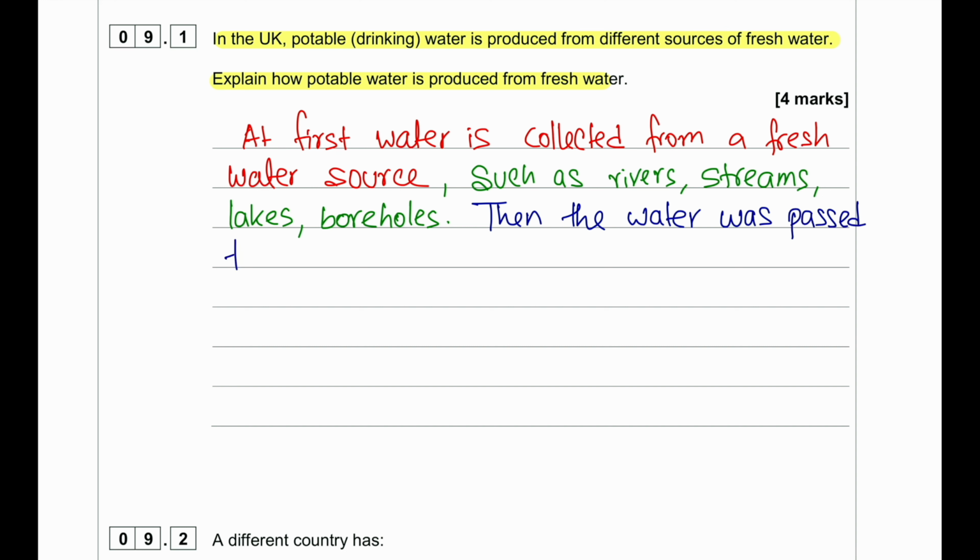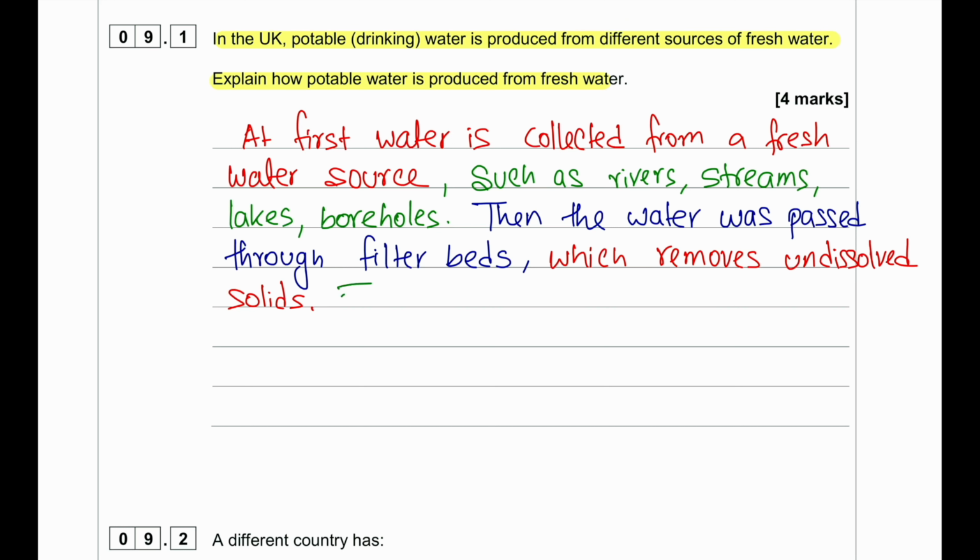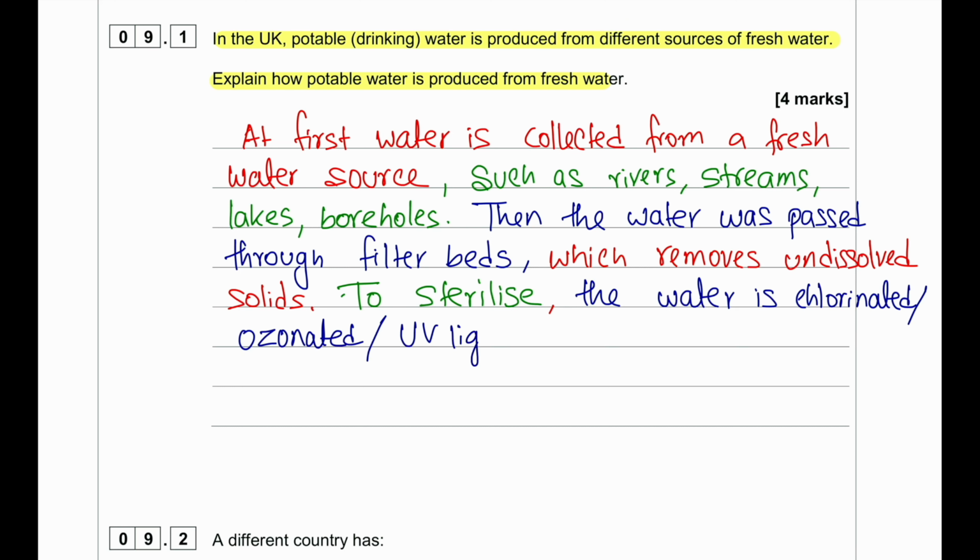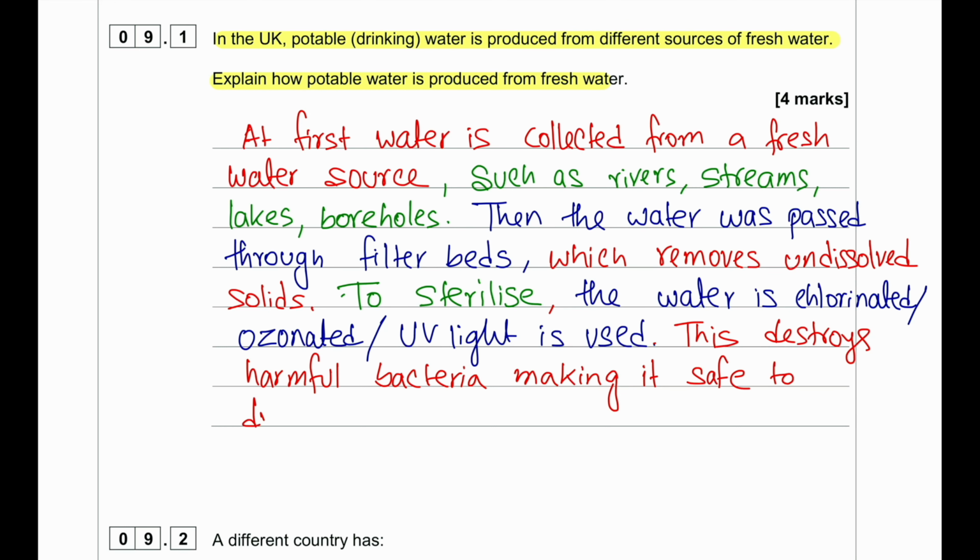Then the water is passed through filter beds, which remove undissolved solids that are in the water, which we can't necessarily see, but they are still in the water. There can be very small bits of silica, so those can be removed. Then the water is sterilized using chlorine, ozone, or ultraviolet light, which destroys the harmful microbes present in it, making the water safe to drink.